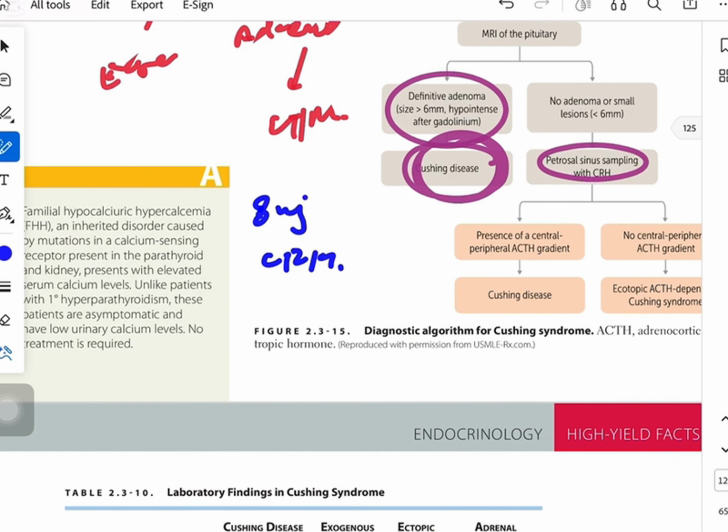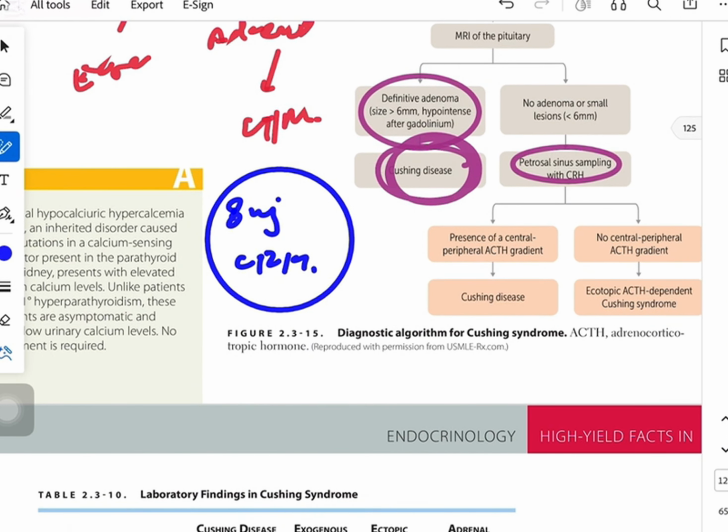With 8 mg and the CRH stimulation test, if the cortisol level changes, it means the problem is in the pituitary. If there is no change in the cortisol level, ACTH level, or anything else, we will say the problem is a paraneoplastic syndrome. Now just see, presence of a central peripheral ACTH gradient with change means Cushing disease. No change means ectopic Cushing syndrome.